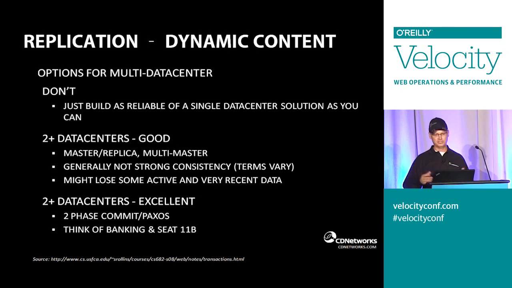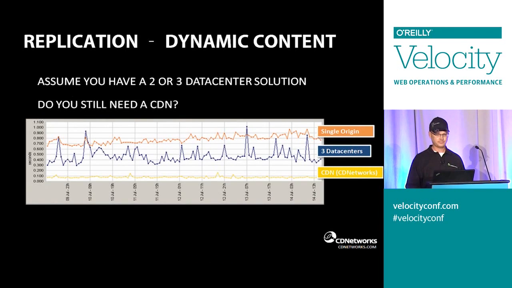The other, a good solution, is a master replica or multi-master solution. I generally don't consider that to be strong consistency, though some of the terms vary. You might have some data loss. You might have a much harder recovery window and backup strategies, but it still can be done. And then third would be something much more complex, where you've got 2 or 3-phase commit using Paxos, where you're thinking of like the banking scenario or Seat 11B.